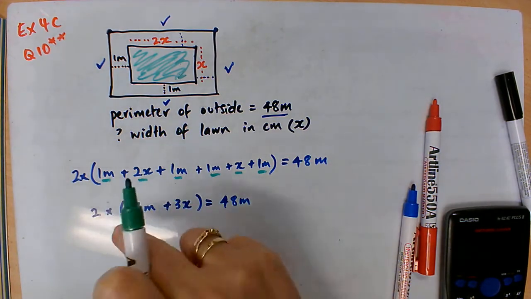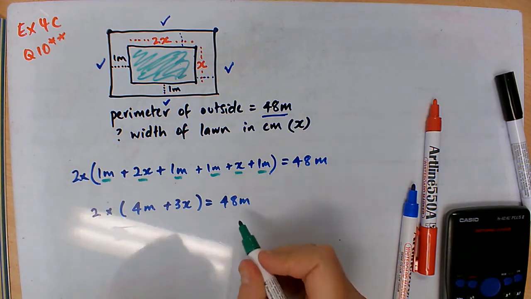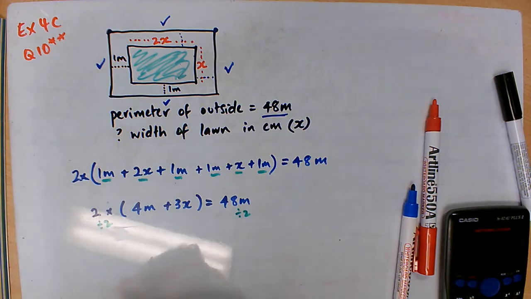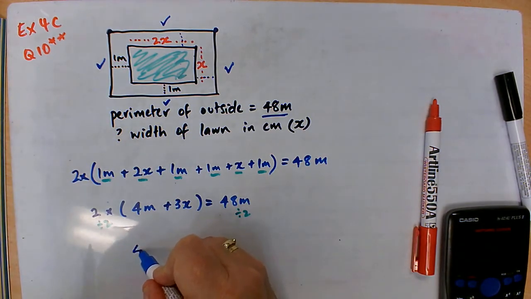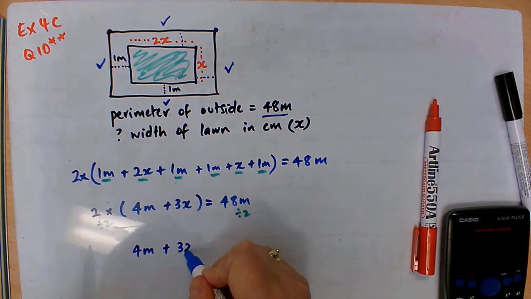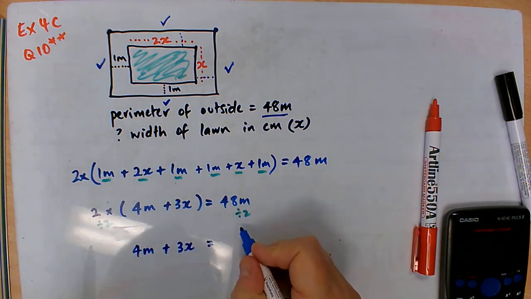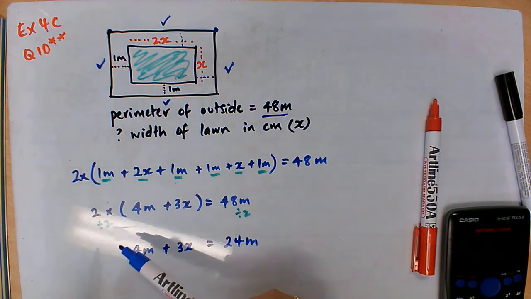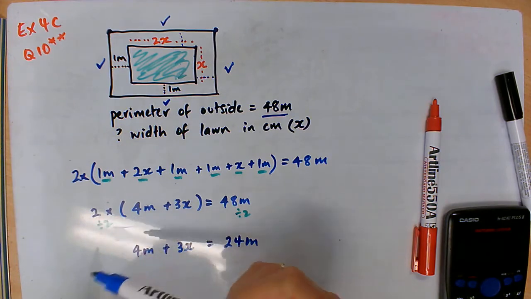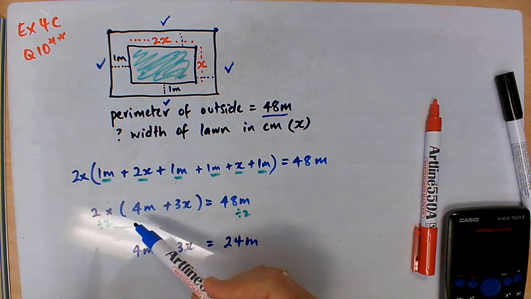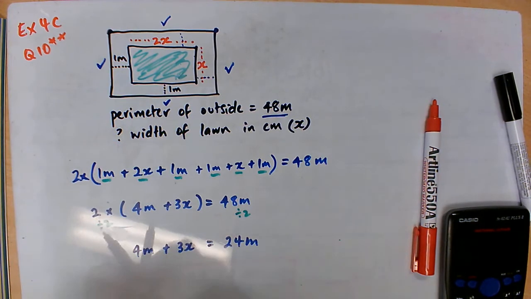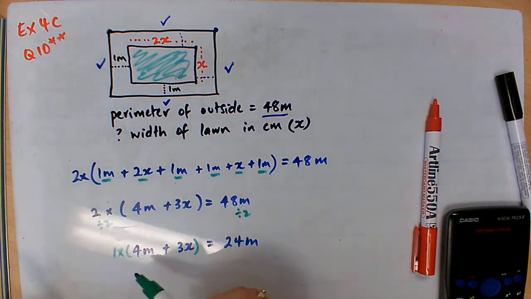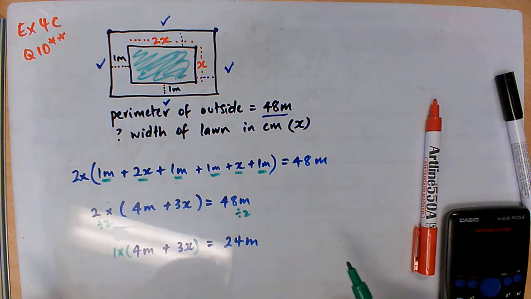Or I could actually, no, let's not do that. Let's get rid of this 2 times by dividing both sides by 2. That's an easier way to do it. So therefore I've got 4m plus 3x equals 48 divided by 2, which is 24 metres. Okay, so that you know what I've done there, 2 times all of this, we can actually just turn it into essentially 1 times all of that. And 1 times all of that is just what's in the brackets. I've just put it in green so you can see that.